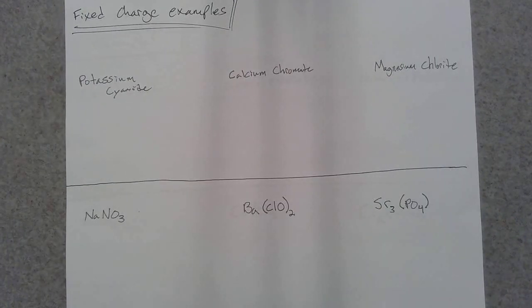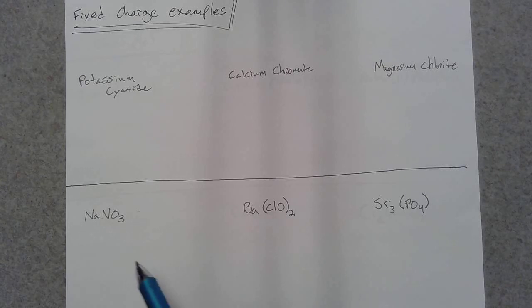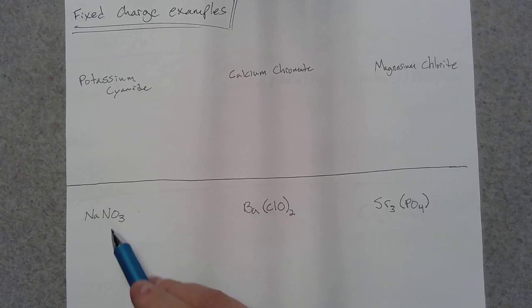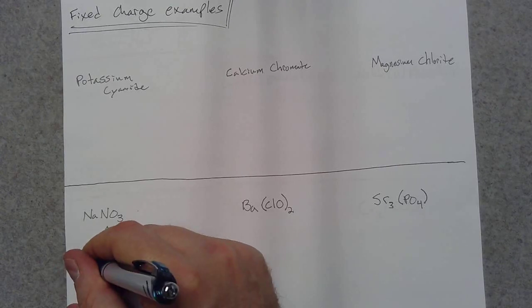So let's take a quick peek at this. We have potassium cyanide, calcium chromate, magnesium chlorite. Then we also have NaNO3, we have Ba(ClO)2, we got two of those ClOs, and we got SrPO4. Let's start just with a nice easy one here, and let's look at sodium and this weird combination of stuff after the sodium. So we're going to break this apart real quick.